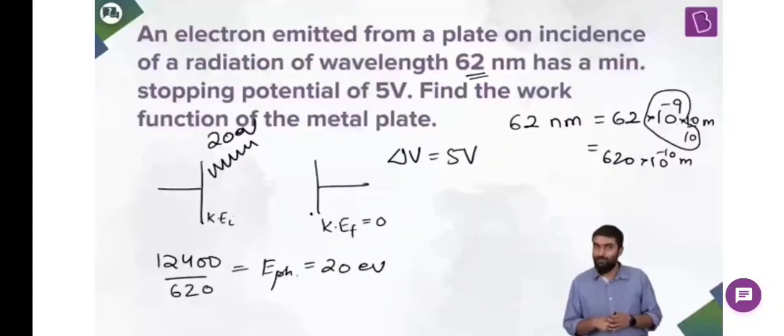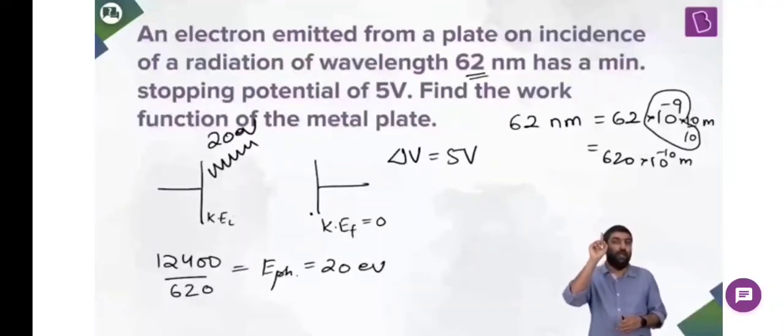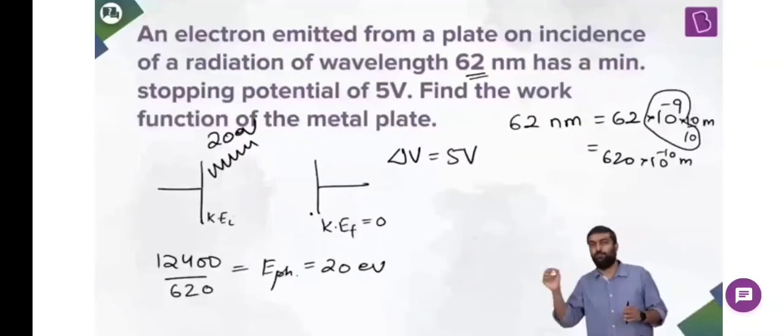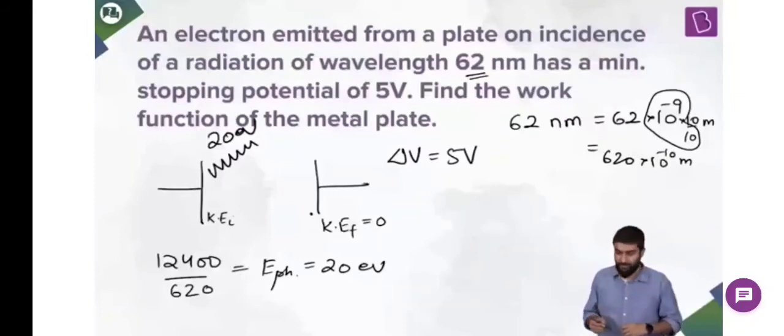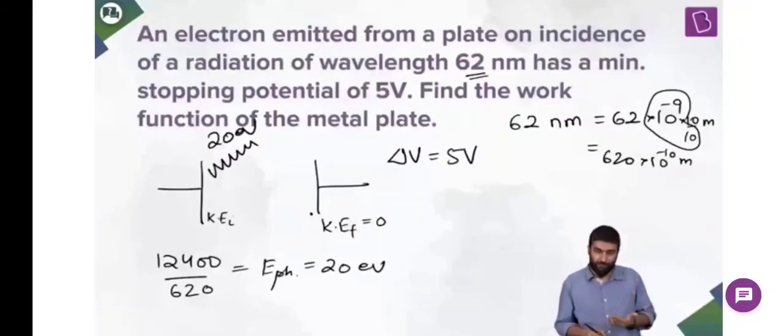Why 0? Because let me ask you something. If I throw a ball up in the air and the moment it stops momentarily, what is the kinetic energy of the ball at that moment? 0. So similarly, when the electron is coming from this plate to that plate, slowing down, momentarily stopping and then coming back, what is the kinetic energy over there? 0, right? So kinetic energy final is 0.